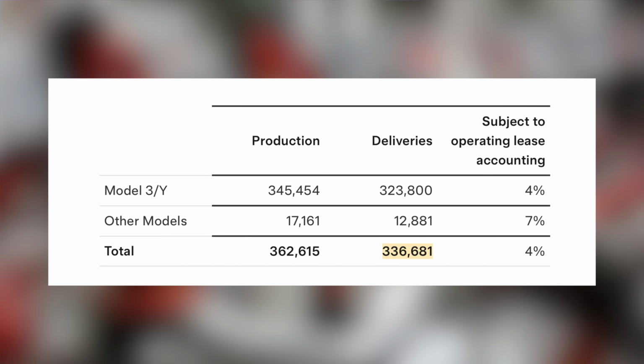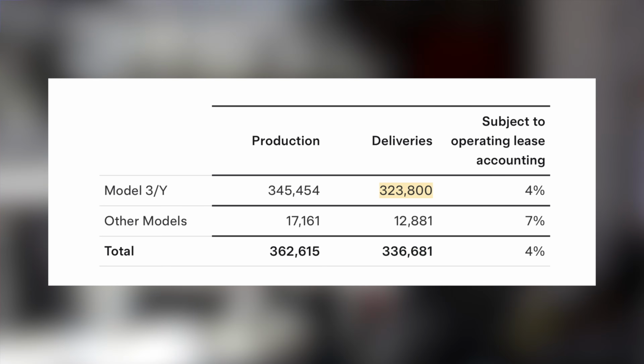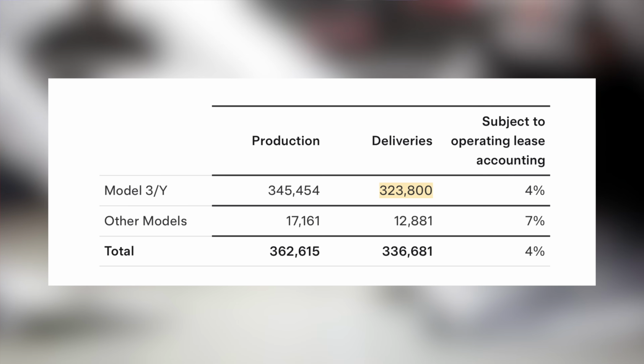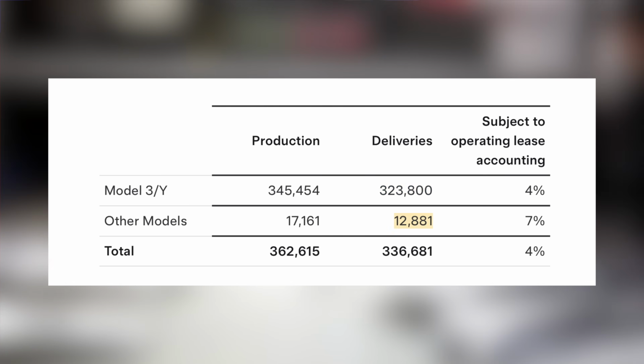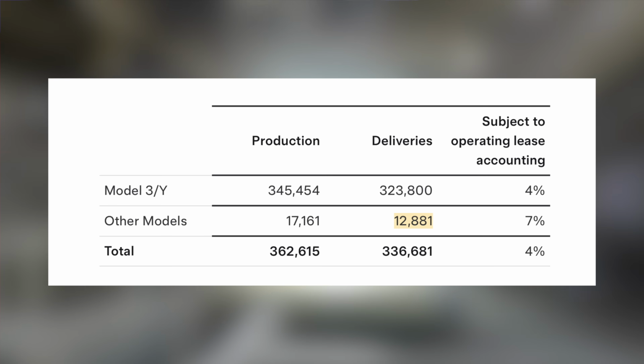For deliveries specifically, they delivered 336,681 in total. Of that, 323,800 were Model 3s and Ys, and only 12,881 were the Model S, Model X, and Cybertruck combined.